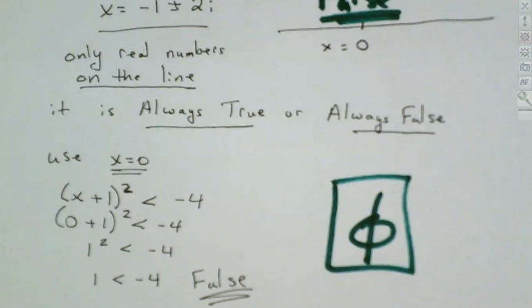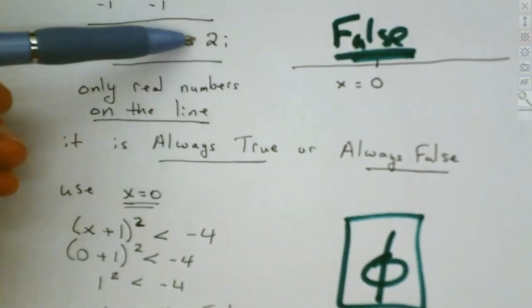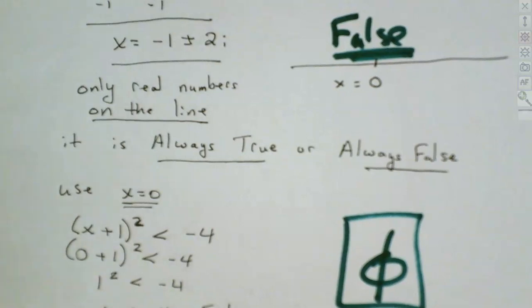So whenever you get a non-real number, it's either true or false. Pick any number that you want. I chose 0. You could have used a negative 1,000 if you wanted, but why make it more difficult than what it needs to be? 0's easy, so I usually pick 0. You could pick 1 or 2 or whatever you want. Plug it in, see if it's true or false. If it's true, it's everything. If it's false, it's nothing. So again, anytime you get imaginary numbers like this, they can't go on the number line. So it's either true or false.